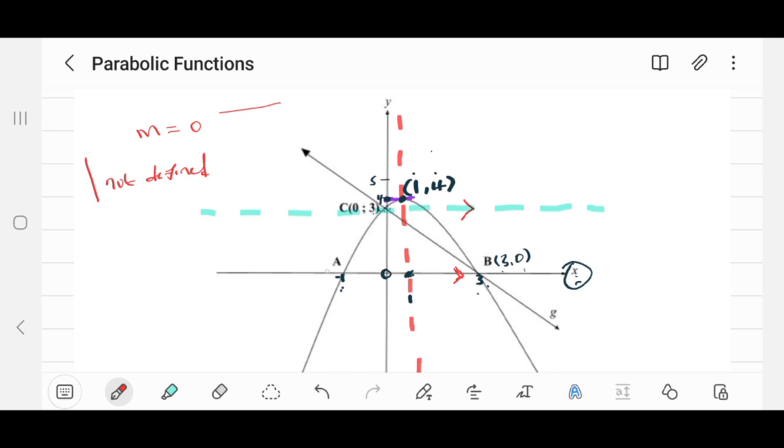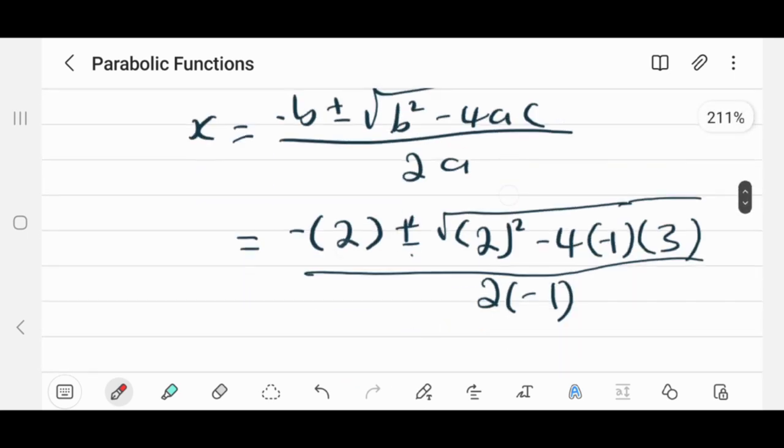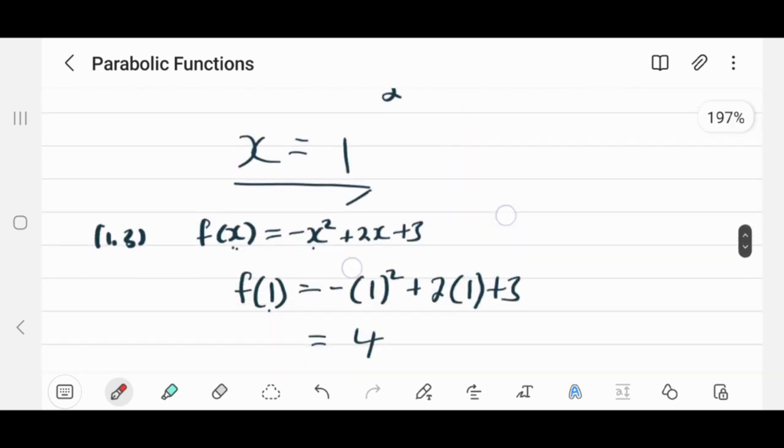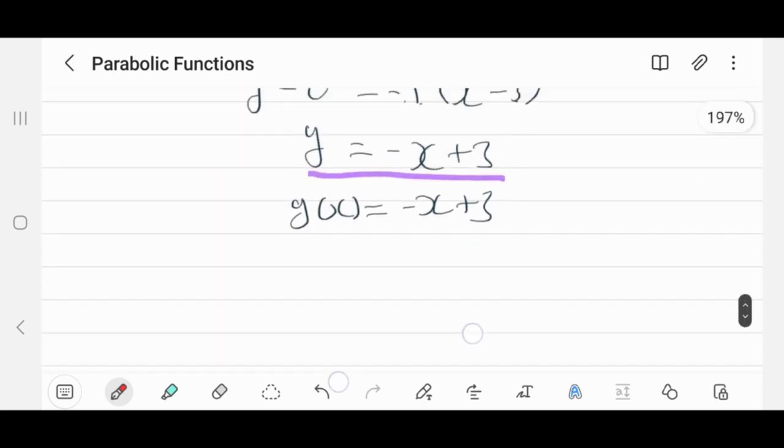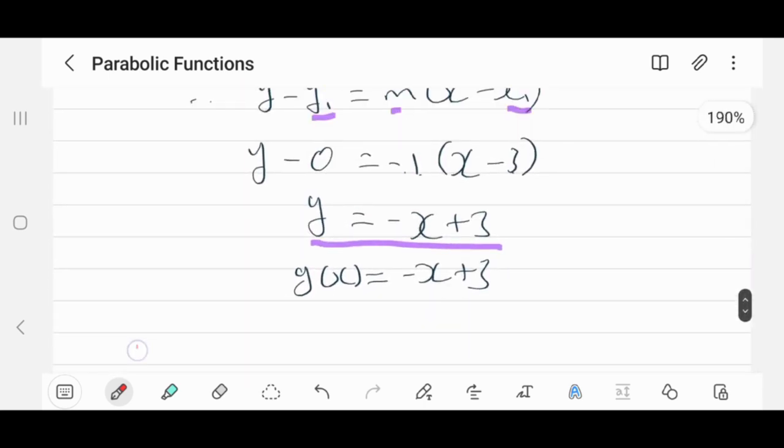So we have the gradient is already 0, and we have point C, which is 0 and 3. So we can go back and use that equation. So that is 1.5.